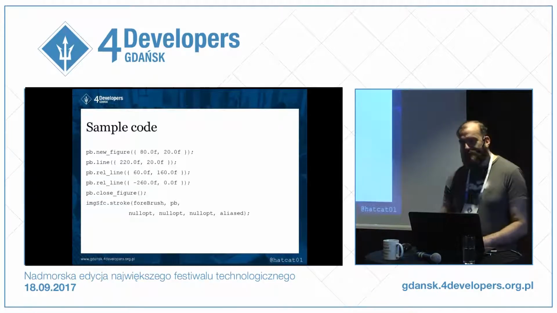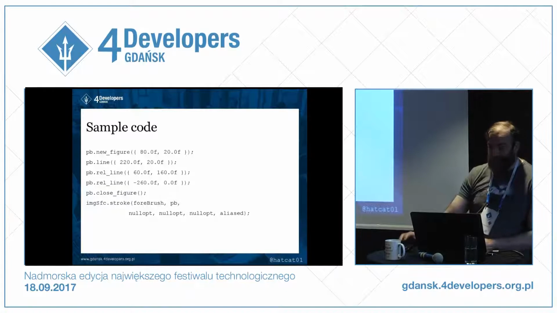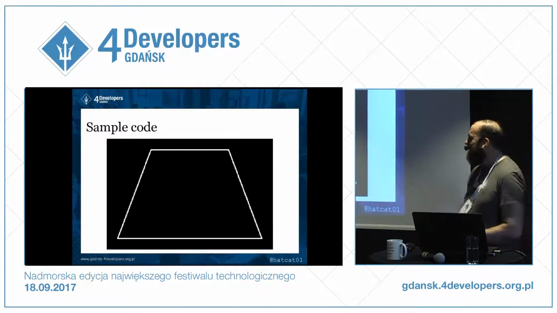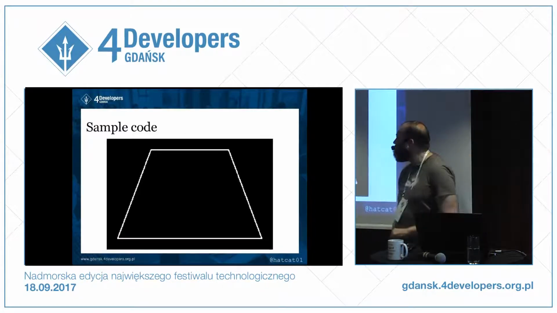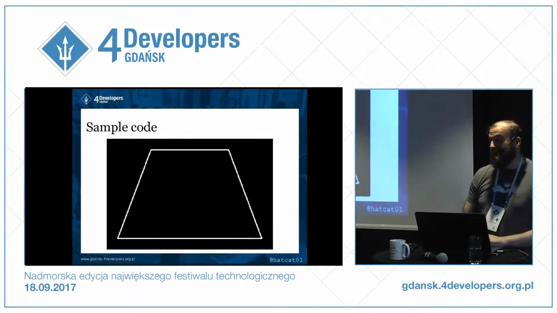Stroke that path onto the image surface. There are 6 parameters for stroking. And voila. Hello, trapezium. Simple? Yeah? Okay.